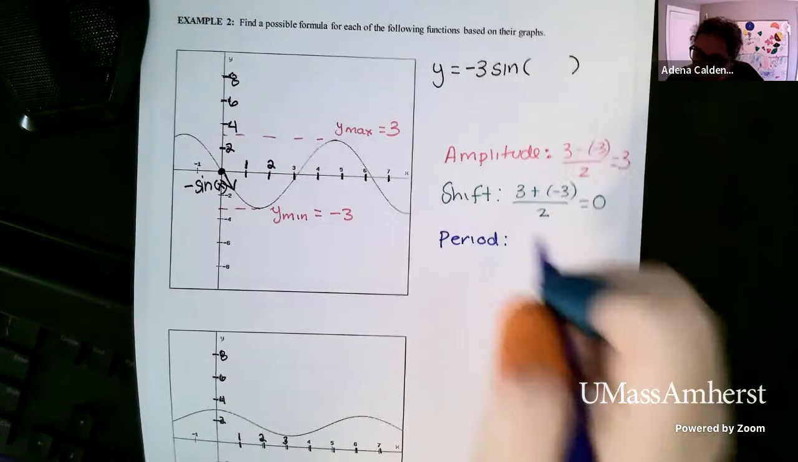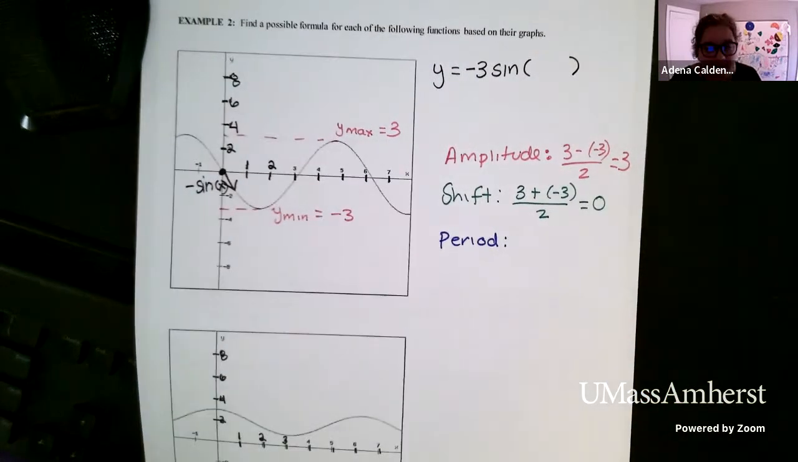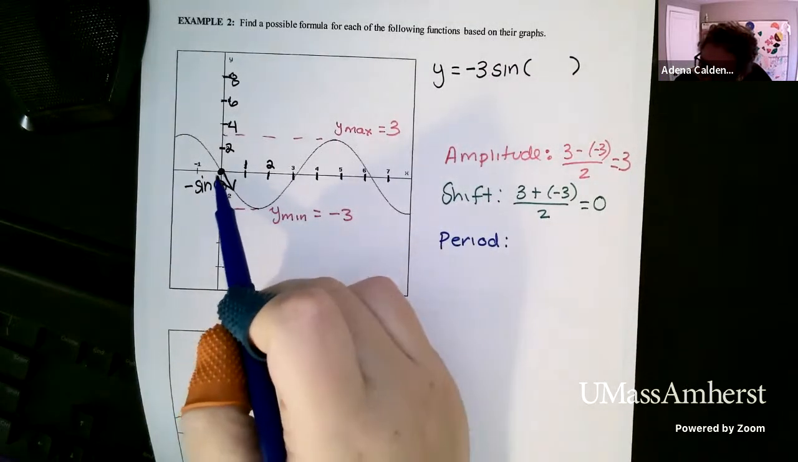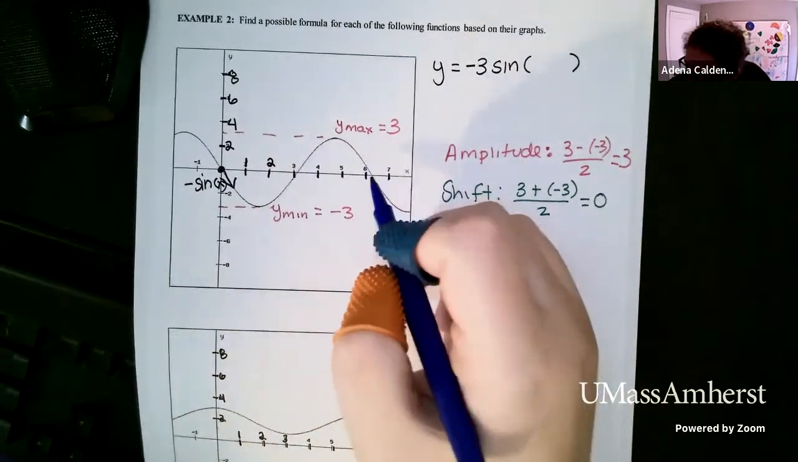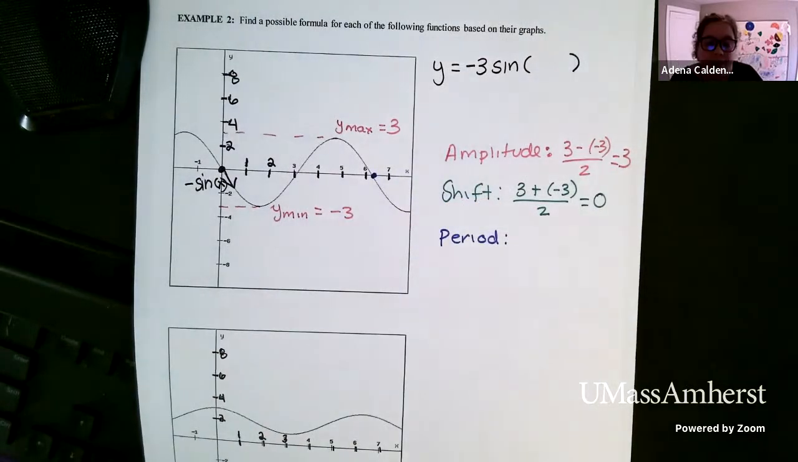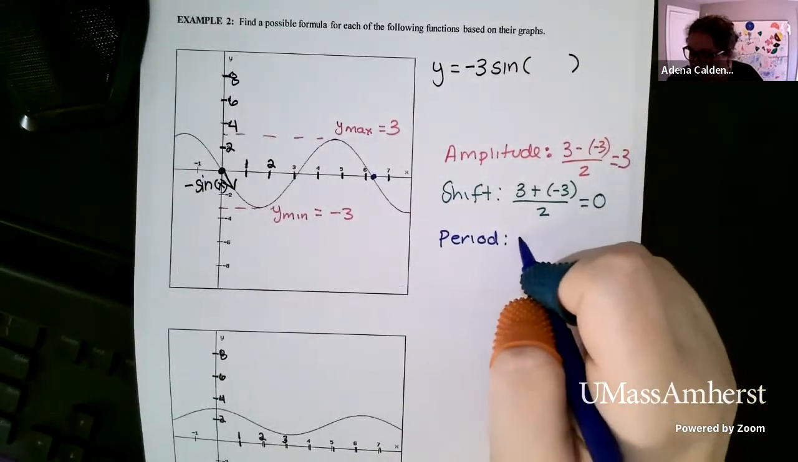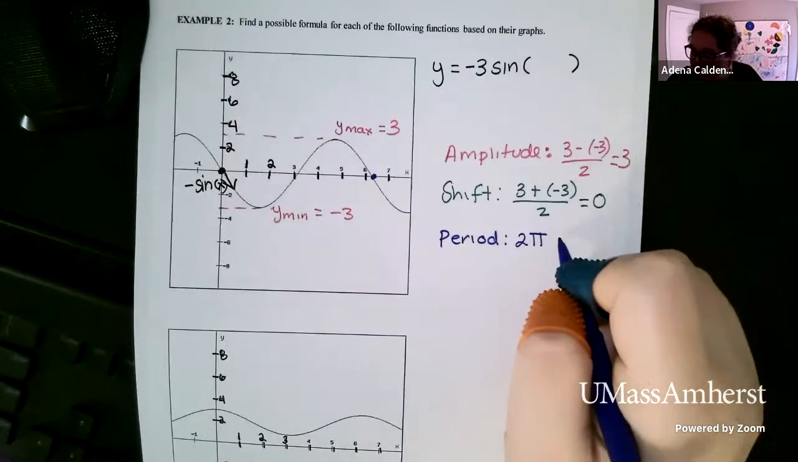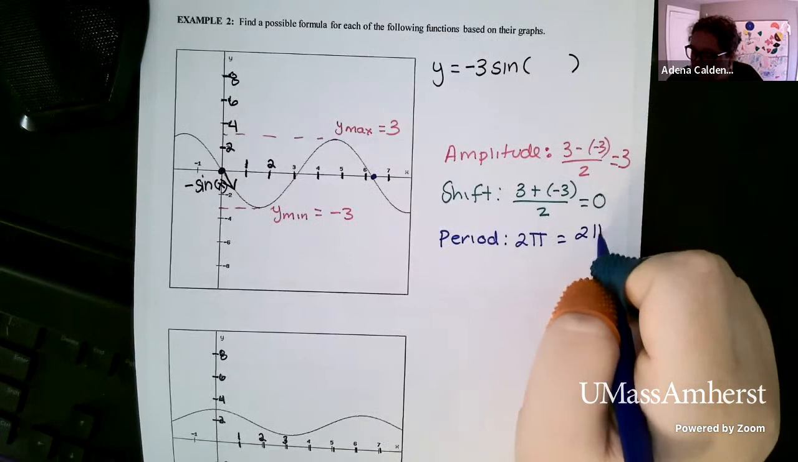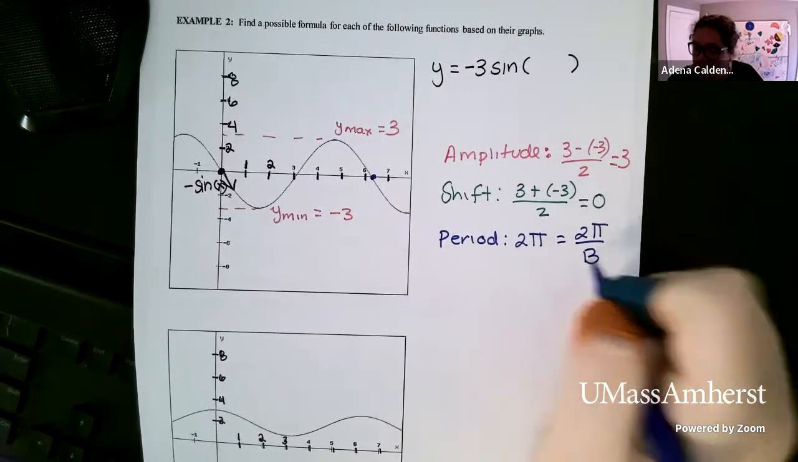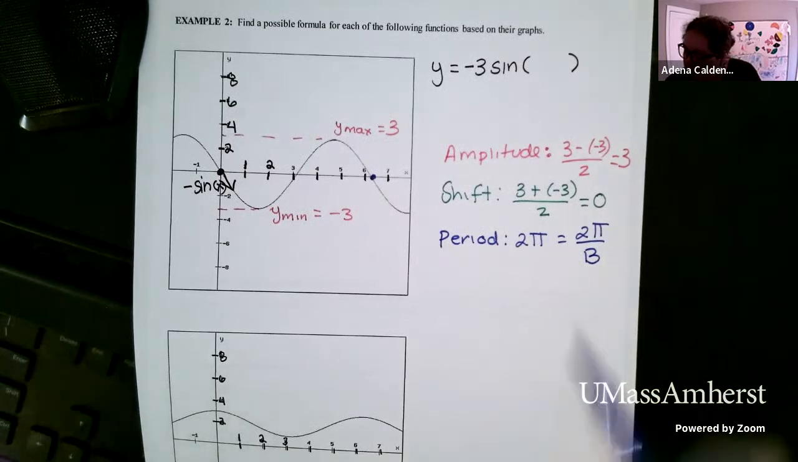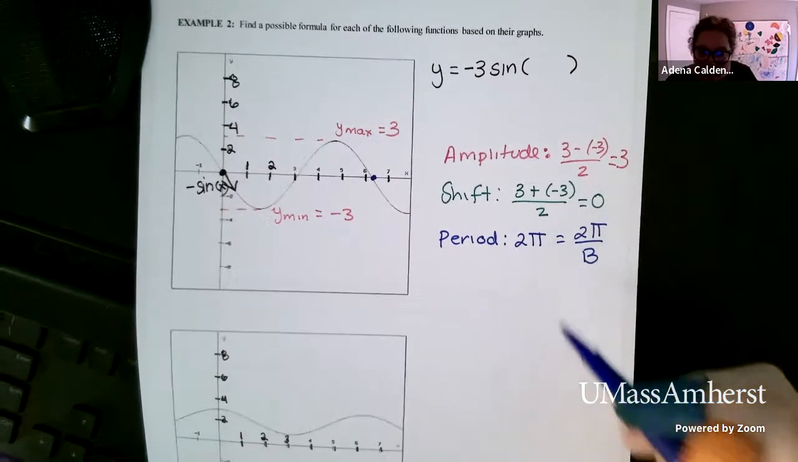So what I want to do is look at how long it takes to repeat and set that equal to 2 pi over b. So I look at my graph here, and I see I start to repeat a little after 6. And we talked about how a little after 6 is likely going to be 2 pi. So I set 2 pi equal to 2 pi over b. So I see here that b is going to be 1, right? Because anything divided by 1 is itself.